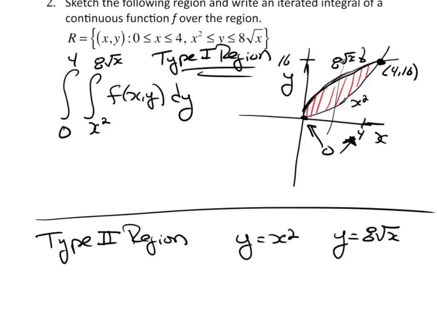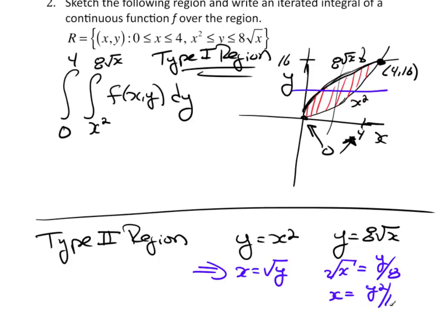The type 1 region went this way. If I'm going to think of a type 2 region, I'm going to go this way. So I need to think of these functions as functions of y, so x is going to be a function of y. If I take the first one, that implies that x is equal to the square root of y. And for this one, I'll take it in a couple of steps: the square root of x is equal to y over 8. That means that x is equal to y squared over 64, and that's going to be this function.